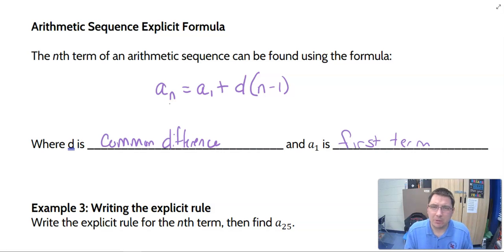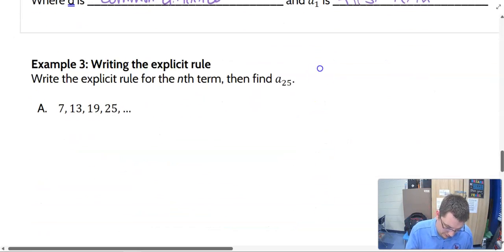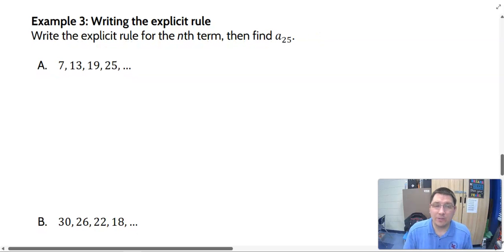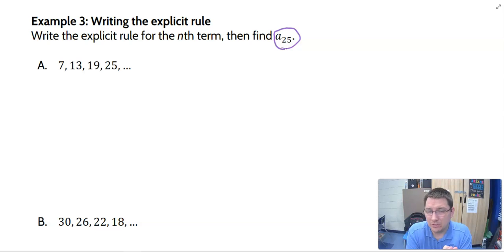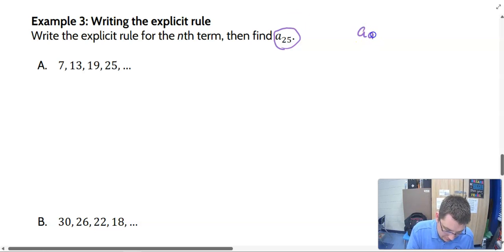Okay, so let's look at a couple examples on how to write the explicit rule from an arithmetic sequence. And then we're actually going to use that as well to find the 25th term, and that's what this notation says here. A sub 25 just means I want to find the 25th term of that sequence. I could write a sub 97, and that would mean I'm finding the 97th term of that sequence. And so we're always going to pay attention to what number is written here to know what term of the sequence we're trying to find.